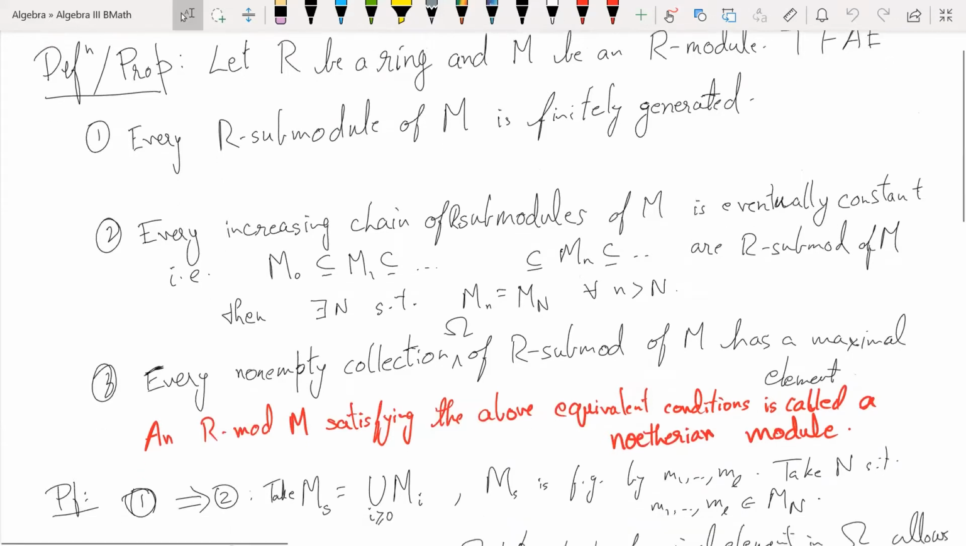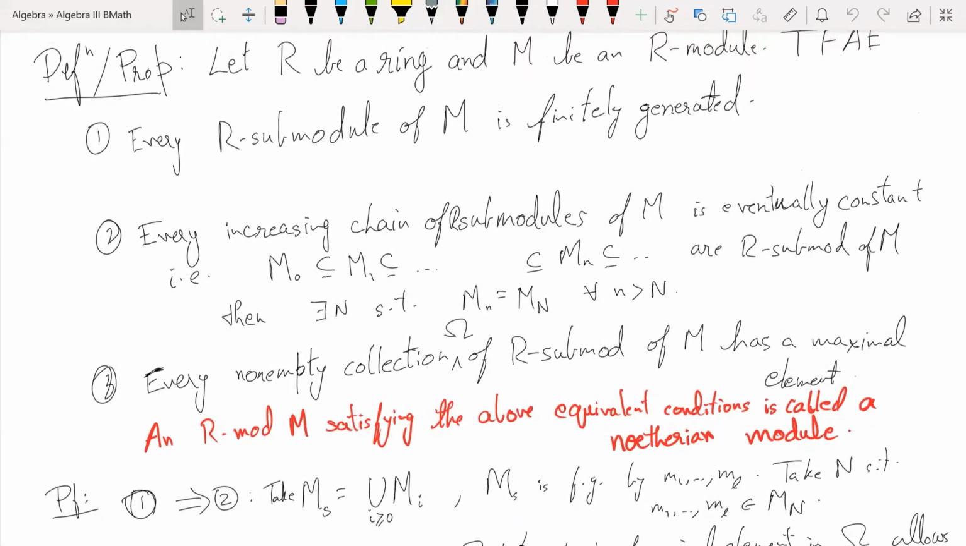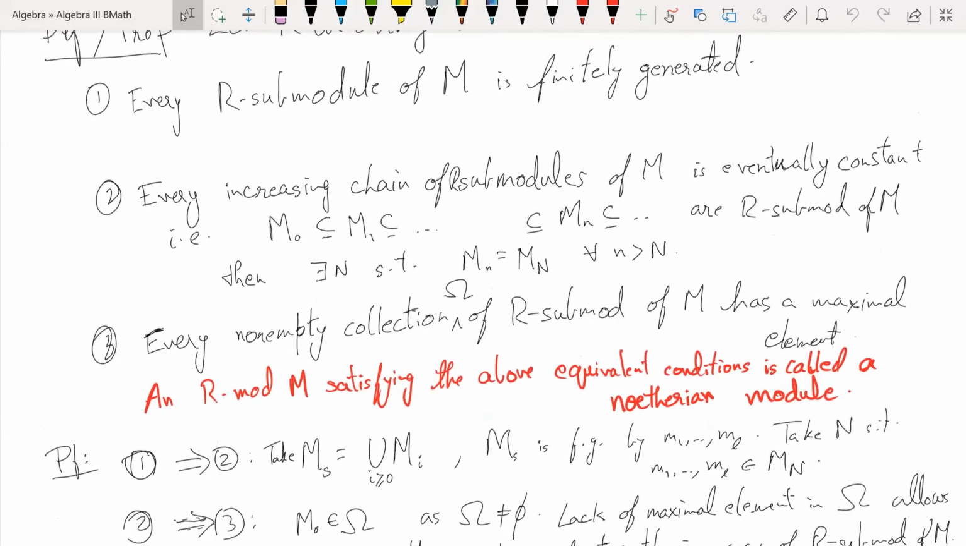Suppose you are given an increasing chain of R submodules, you just take their union. The first observation is that the union is an R submodule of M, because if you take any two elements in it, they lie in M_i and M_j, you take whichever is bigger, and their sum is going to be in there, and scalar multiplication will also be in there. So the union is an R submodule, and of course each M_i is contained in it.